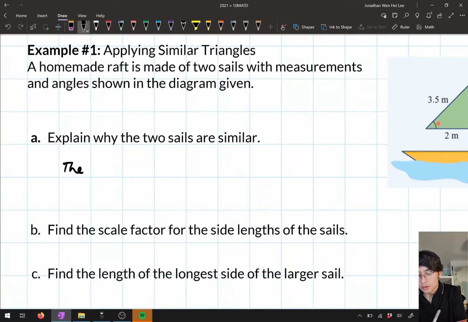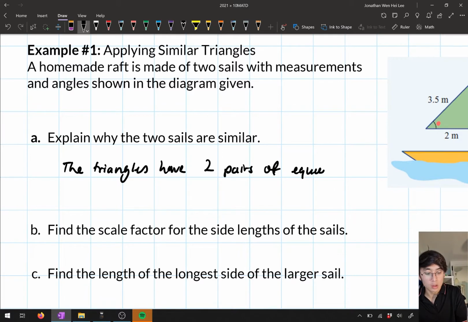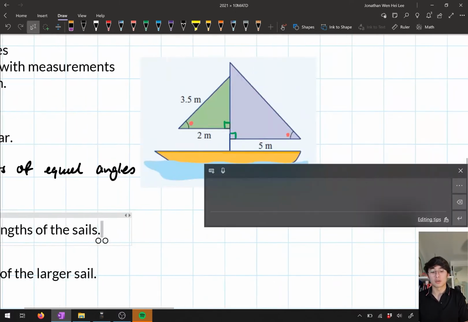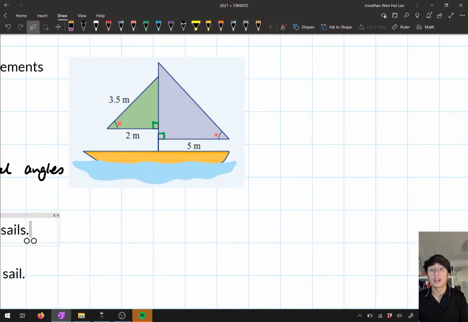The triangles have two pairs of equal angles. And that is test number 1 from last lesson. So it passes that test 1. It has two pairs of equal angles, corresponding equal angles in both the triangles. And that means that these two triangles are similar.